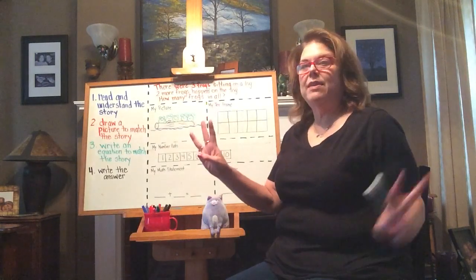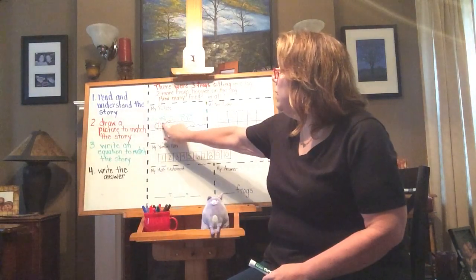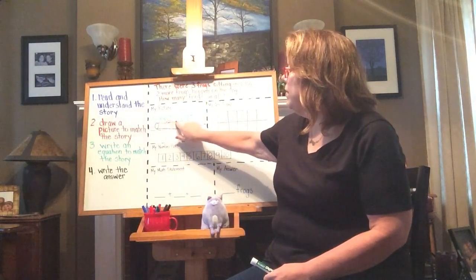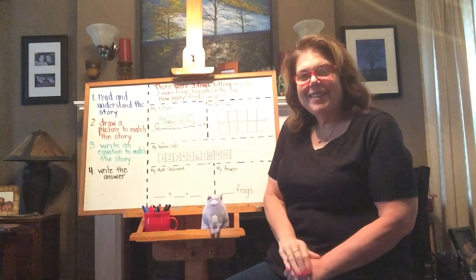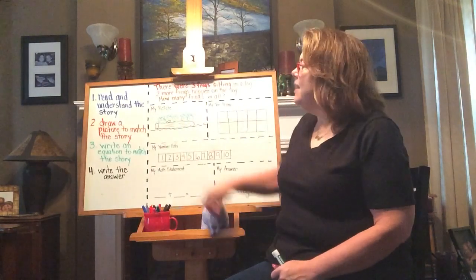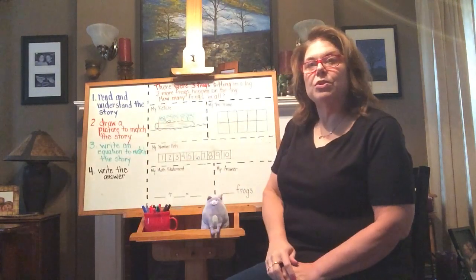Because we had 3 and then 2 more came to join them. So let's count and see. Ready? We have 1, 2, 3, 4, 5. There's 5 frogs sitting on the log now. So we've done the first one. We read and understood the story, and then we drew a picture to match our story.